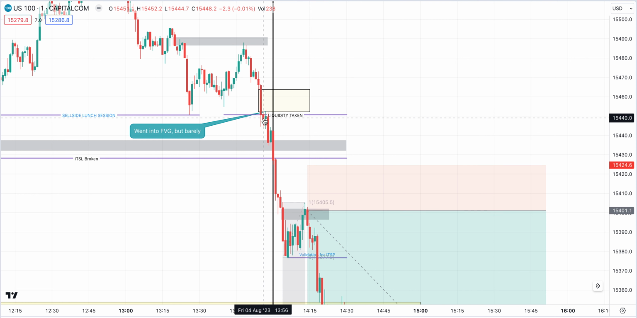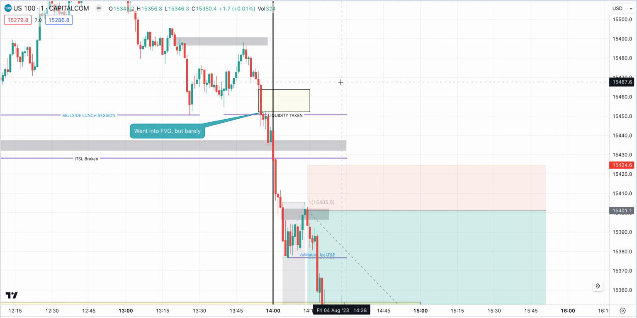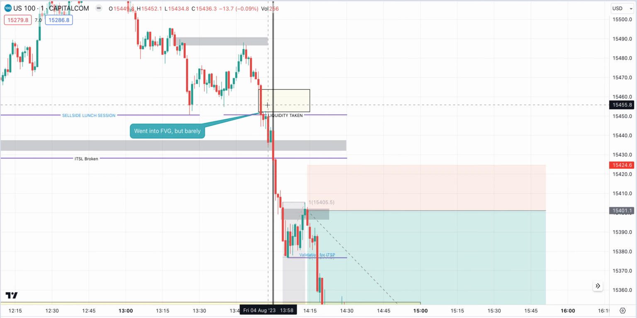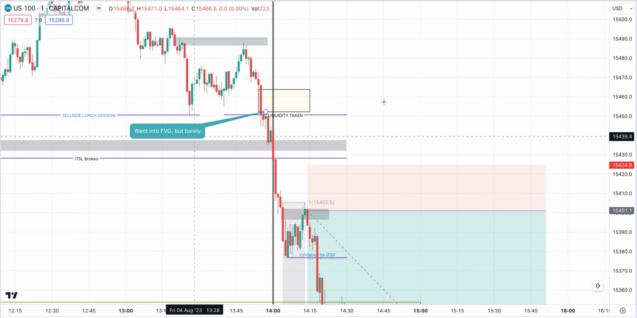And you can see here, if I use my mouse, the high of this candle came in at 15452.2, and the next candle, that will be creating the low of the fair value gap, the next candle's high came in at 15452.5. So there's a 0.3 point difference, but it did go into the fair value gap, so it went in but barely.